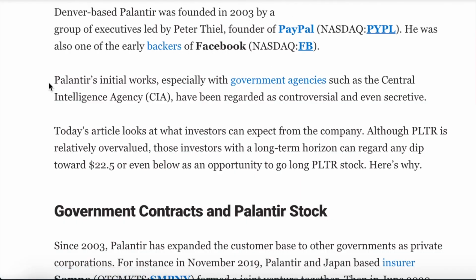So the next news is about the Palantir stock, which mentions the co-founder, or the founder, Peter Thiel, that he was also a founder of PayPal, and on top of that, he was also one of the early backers of Facebook, which means Peter Thiel has a track record of being a successful entrepreneur, which is a good indicator for Palantir, because the co-founder or the founder of this company is also Peter Thiel. It's a very good indicator.